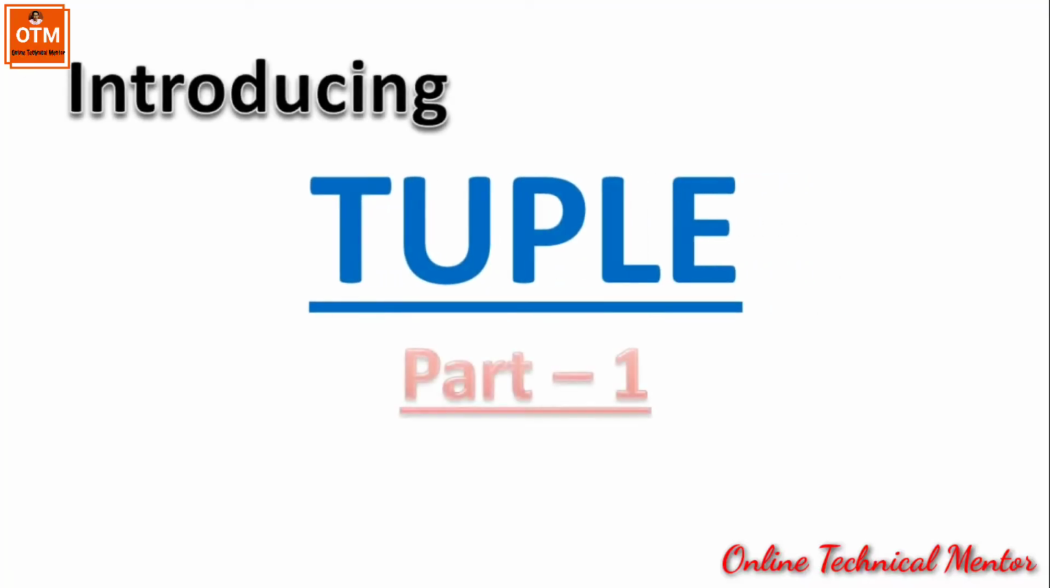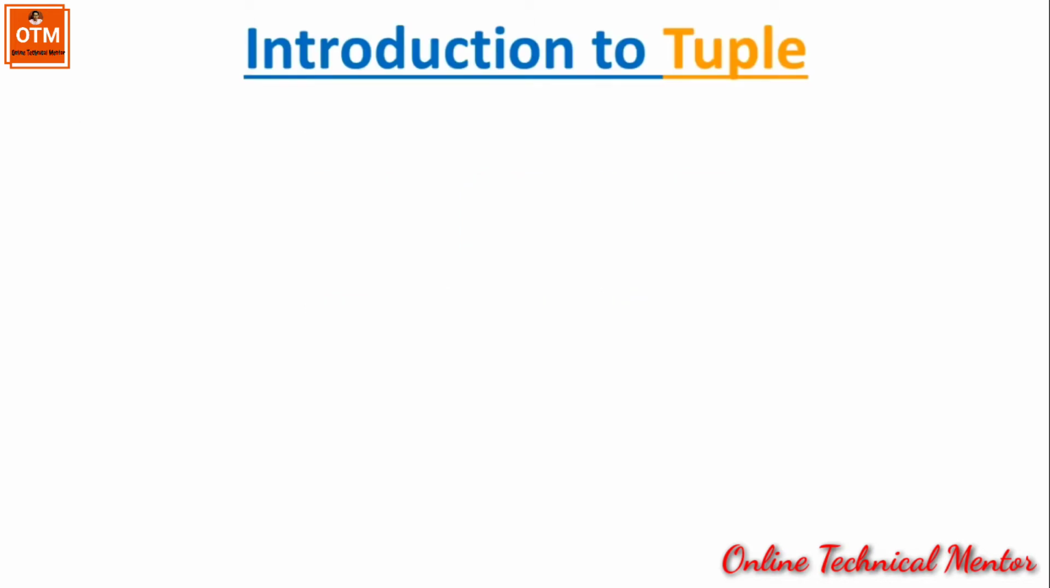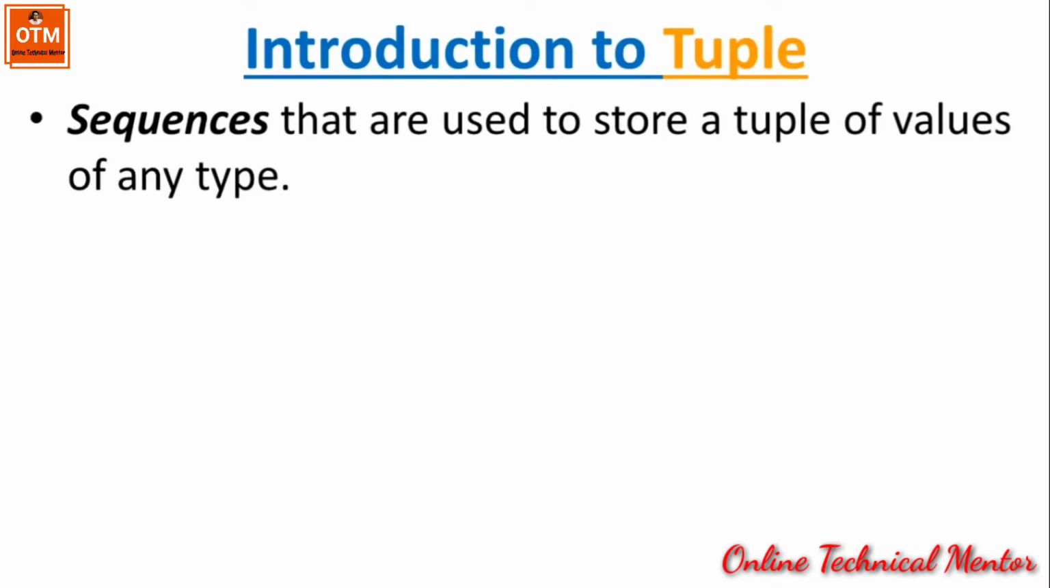In this presentation, I will introduce the tuple data type of Python. So what is a tuple? Tuples are sequences that are used to store a tuple of values of any type. It is similar to a list of Python with a little difference. Tuples are immutable. That means you cannot change the values of a tuple in place. Or simply, you can't change any values of a tuple.